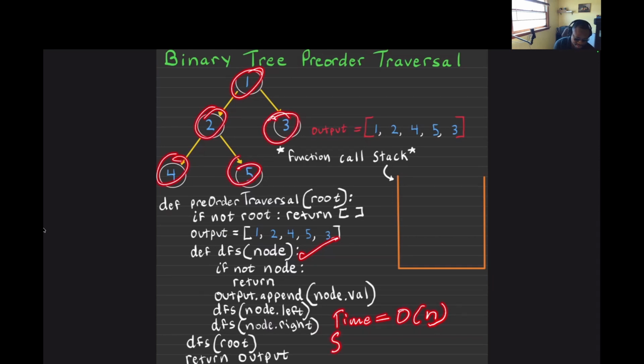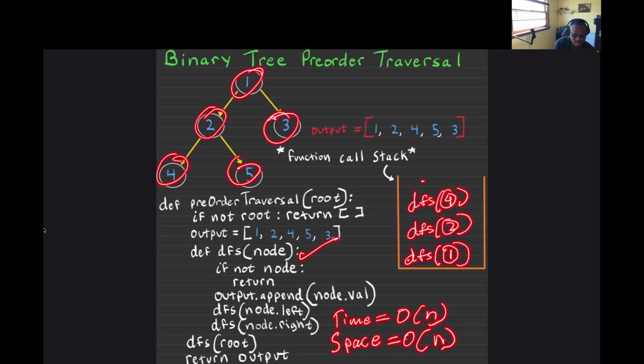And the space is also big O of n because notice this call stack. Remember I passed in DFS of the root node, which was node 1, and then that called DFS node 2, DFS node 2 called DFS node 4, and so on, right? So this call stack at its peak size will be using O of n space, okay?